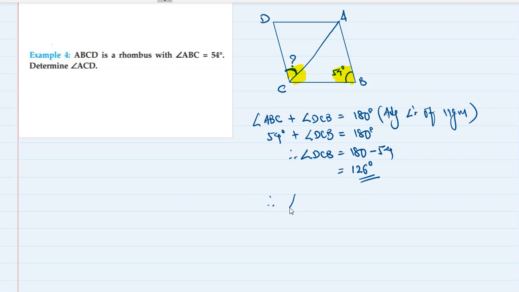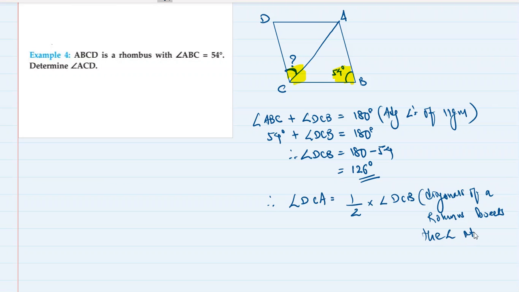So therefore angle DCA is equal to half of angle DCB. Why is DCA half of DCB? Because diagonals of a rhombus bisect the angle at the vertex. Diagonals of a rhombus bisect the angle at the vertex.